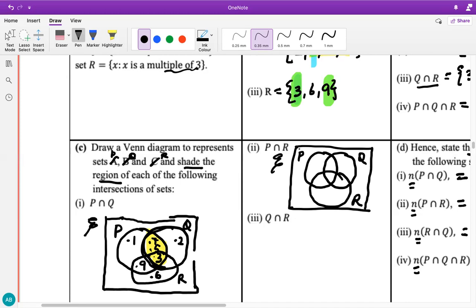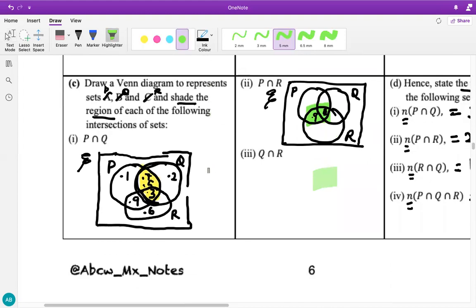Okay, so P intersect R, it will be 9 and 3 inside. Okay, so I highlight with green color. So this is the area, right? And for Q intersect R, I should do this.